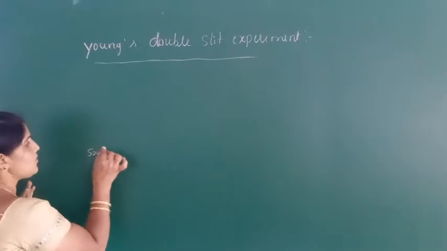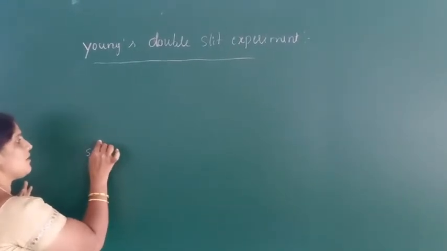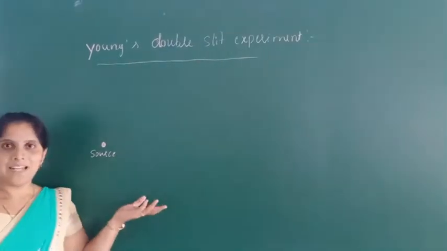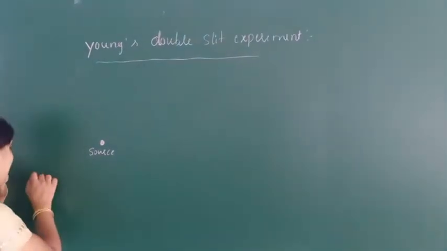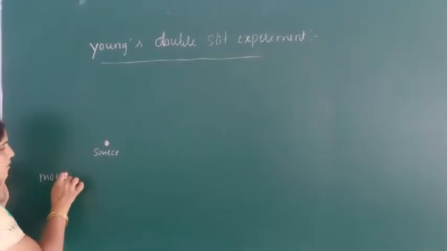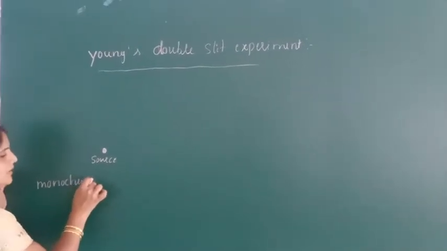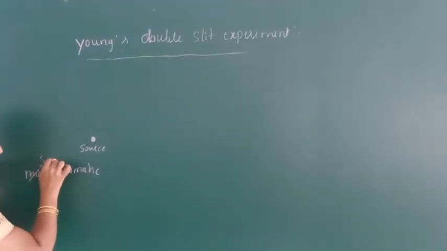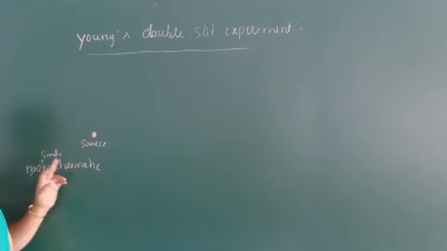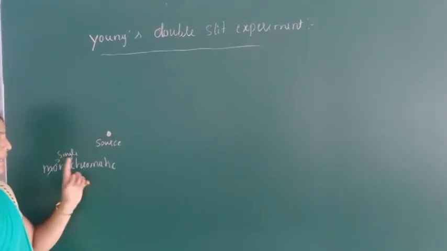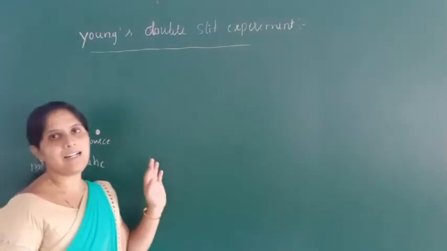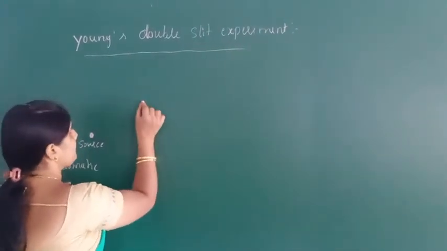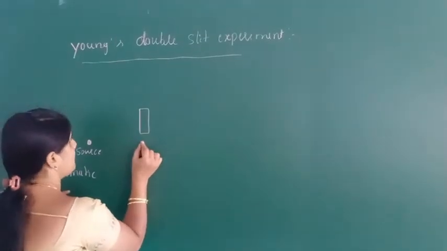He took the source. Let us call that source. This source is a common bulb or common light which emits monochromatic light. Here, mono means single, and chrome means color. So monochromatic light means single colored light. So the source emits single colored light, and it took a single slit like this.